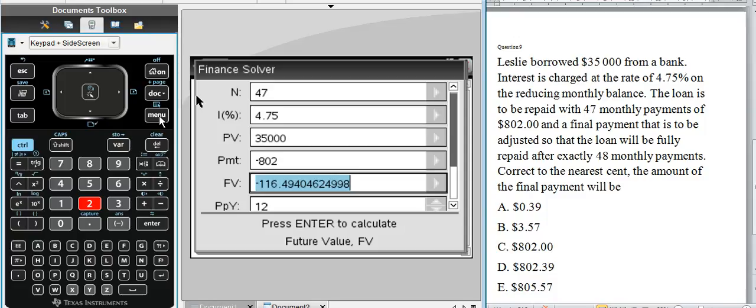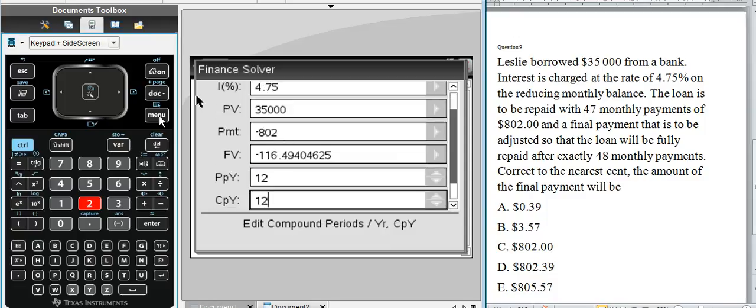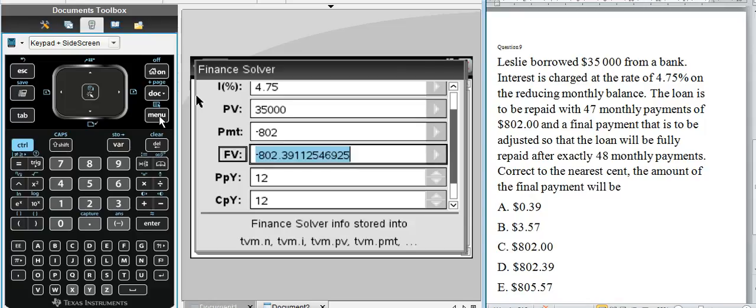PPY and CPY are both going to be 12 because it is a monthly payment that we are making. So the future value, how much is left to be paid after those 47 equal monthly payments? $802.39. Well, that's option D.